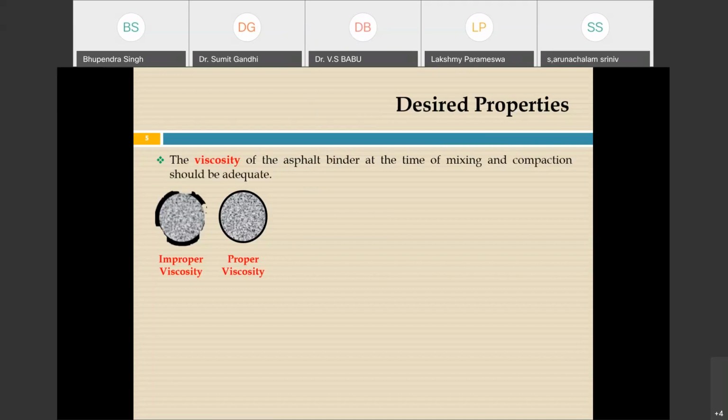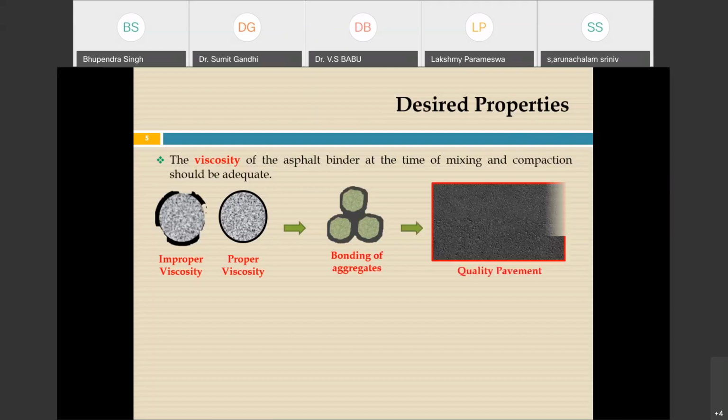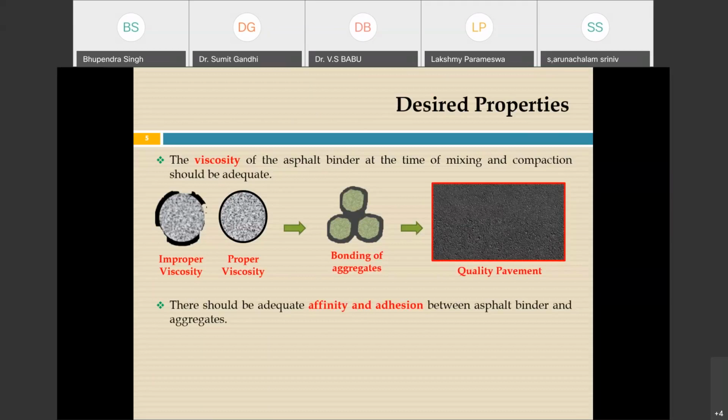On the other hand, if we have the proper viscosity, then our binder will be able to make a uniform film thickness throughout the aggregate, which will result in good bonding of the aggregates, and that will further result in good quality of the pavement. So viscosity is a very important parameter when we talk about asphalt binders. Then, even if we choose very good quality bitumen and very good quality aggregate, if they are not compatible with each other, that creates a problem.